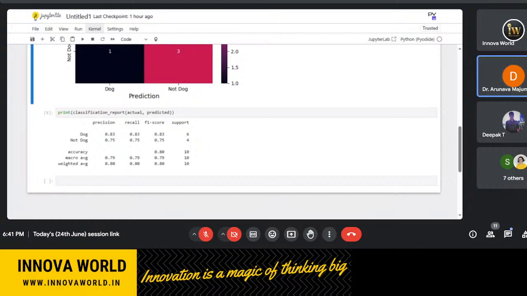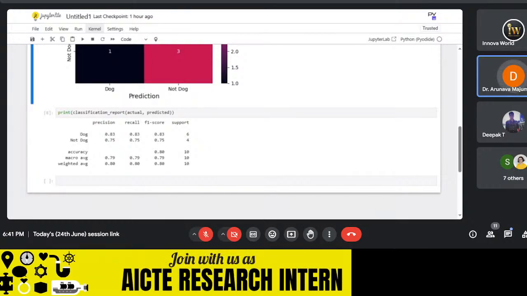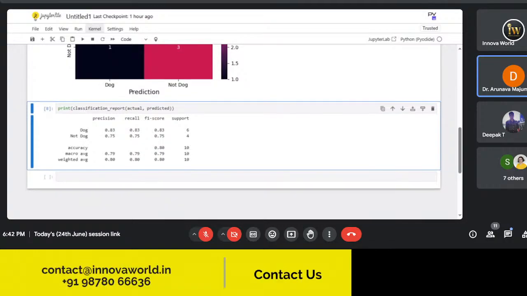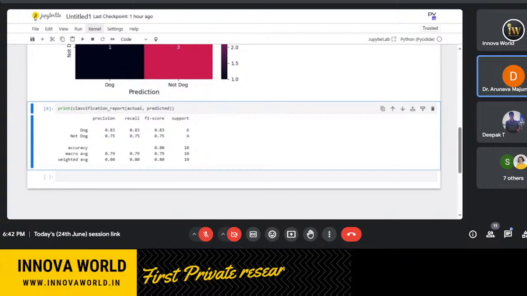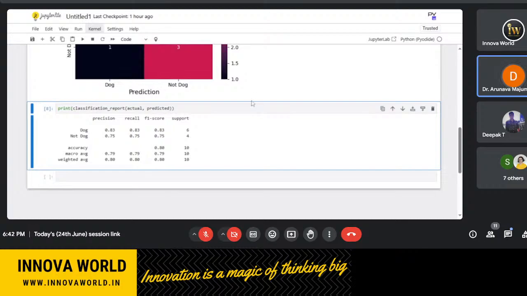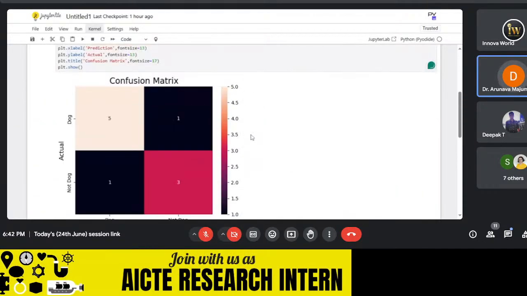Understood? Accuracy, you can see here, it is F1 score, that is this one for accuracy. Then, yes. Okay, so these are the reports you need.